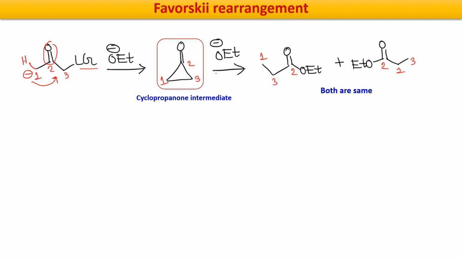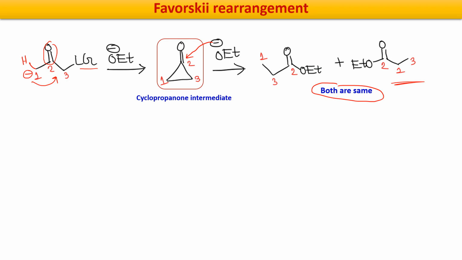So this EtO minus, now when it is attacking at this carbonyl carbon, either 1,2 bond will be broken or 2,3 bond will be broken. So when 2,3 bond is broken, you will be getting the second product, and when 1,2 bond is broken, you will be getting the first product. Though both are same, it is better we see it in this way, because when the cyclopropanone is not symmetrical, you will be able to understand that these two products will be different. And in that case, the question of major minor arises.